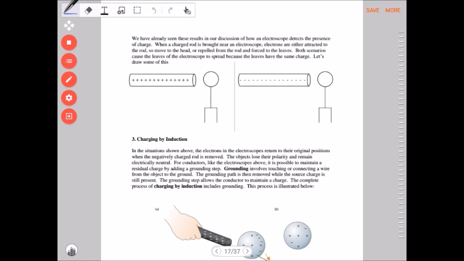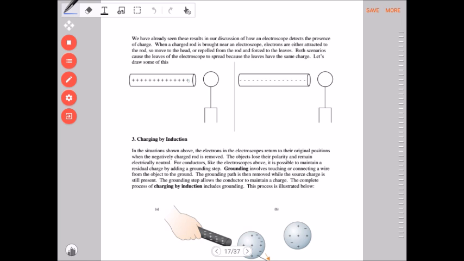Okay, so we have already seen these results in our discussion of how an electroscope detects the presence of charge. When a charged rod is brought near an electroscope, electrons are either attracted to the rod, so they move to the head, or repelled from the rod and forced to the leaves. Both scenarios cause the leaves of the electroscope to spread out, because the leaves have the same charge. Let's draw some of this.